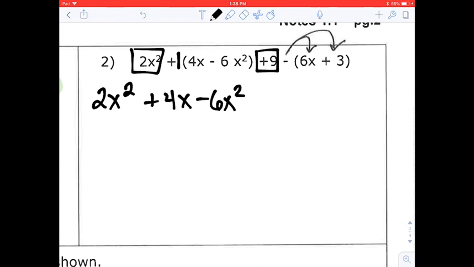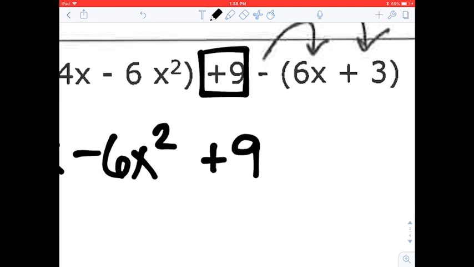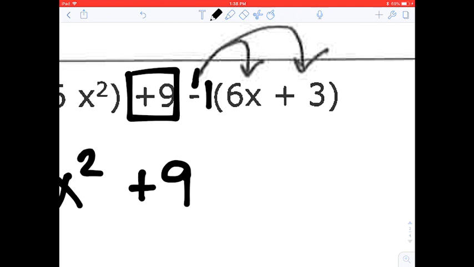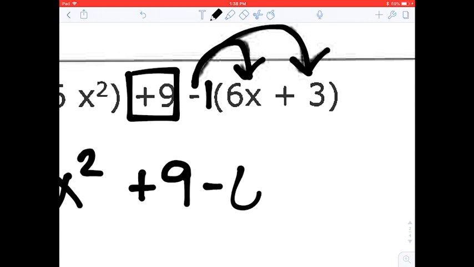With the 9, I need to be careful the same way. It is not touching the parentheses, so I am not distributing 9. I'm bringing it down. Here, I am putting in my Ninja 1. Negative 1 times 6x, negative 1 times 3. So minus 6x minus 3.